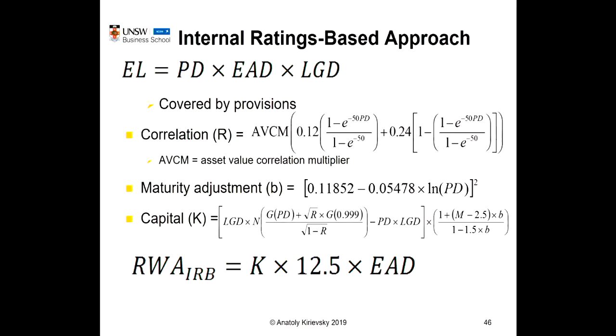So you can see that correlation relates to the multiplier, probability of default, and probability of default. You also have the maturity adjustment, and then you've got the calculation of capital. The calculation of capital takes into account different distributions, correlation, probability of default, loss given default, and the maturity multiplier as well. And then you've got the actual calculation of risk-weighted assets. If you work backwards, the calculation of the risk-weighted assets is this much capital times 12.5 times exposure at default. That will give you the equivalent of risk-weighted assets.